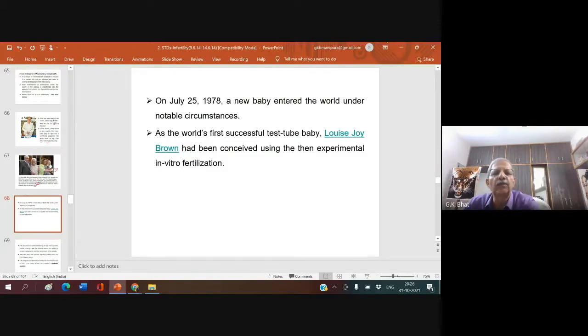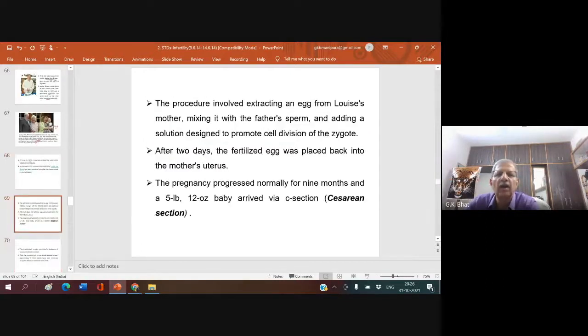July 25th, 1978, the newborn baby entered the world under notable circumstances. The procedure involved extracting an egg from Louise's mother, mixing it with the father's sperm, Louise's father only, and adding a solution designed to promote cell division of the zygote. After 2 days, the fertilized egg was placed back into the mother's uterus. The pregnancy progressed normally for 9 months, and the baby was born by cesarean.